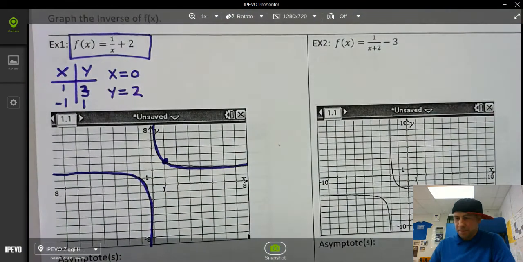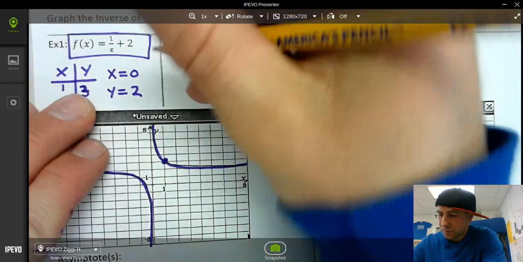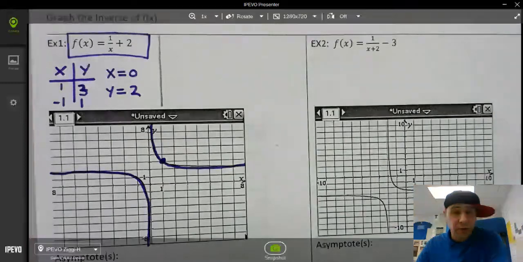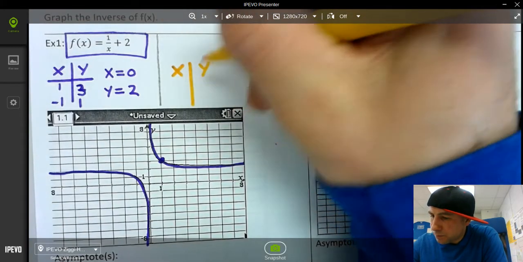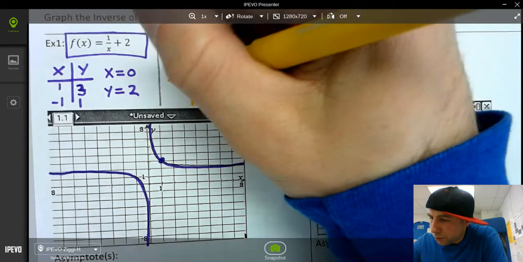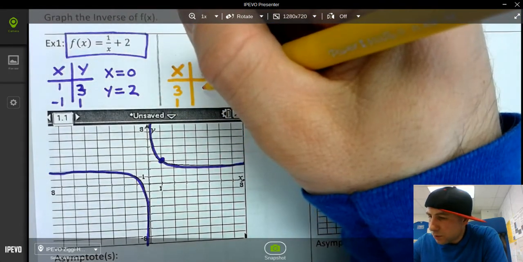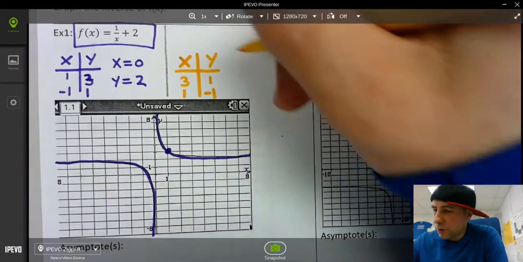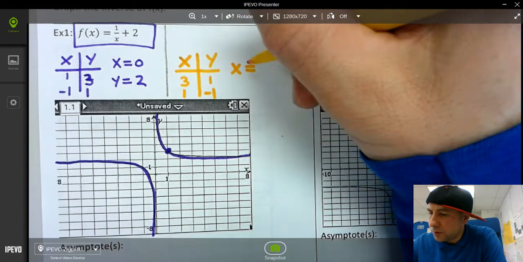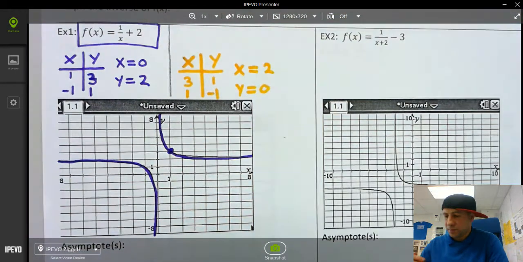Okay. So now to do the inverse, we switch the x and y, and you switch the asymptotes. So our new x and y are 3, 1, and 1, negative 1. And our new asymptotes are x equals 2 and y equals 0.